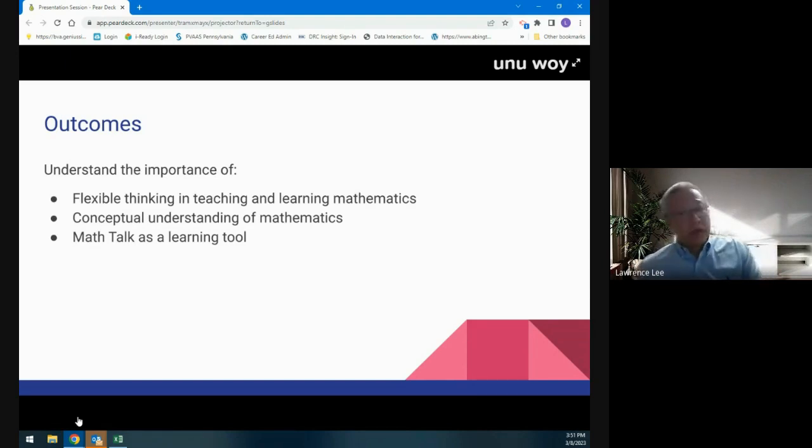Another outcome is the conceptual understanding of mathematics, really understanding what conceptual understanding is, the difference between conceptual understanding and procedural understanding, and understanding the importance of math talk as a learning tool. Not just as a way to fill time, but to really use students to teach themselves, and to help students develop their own deeper understandings of what they're learning.